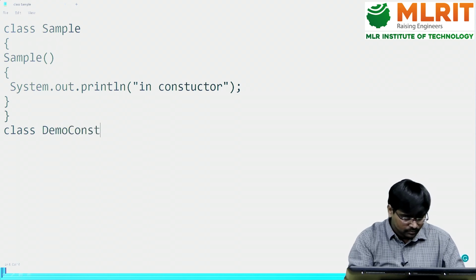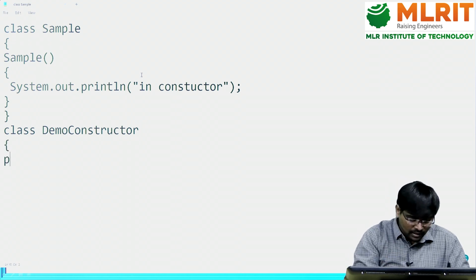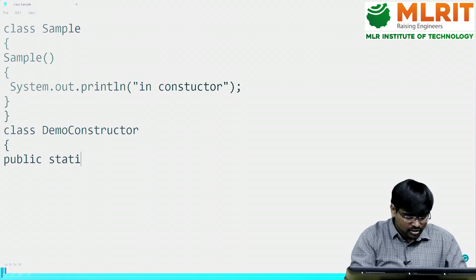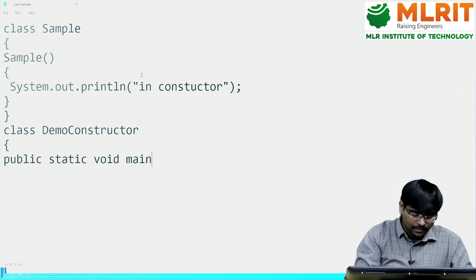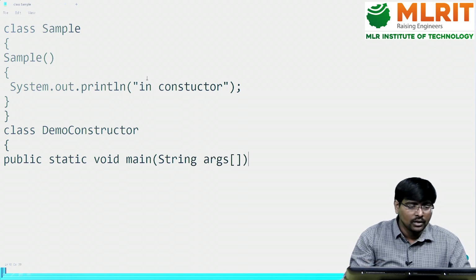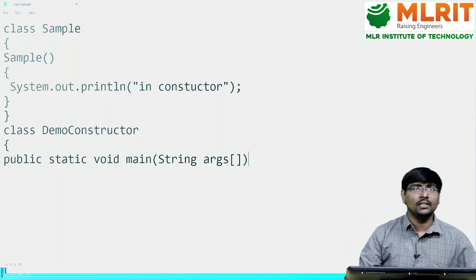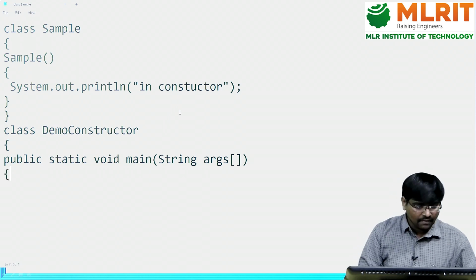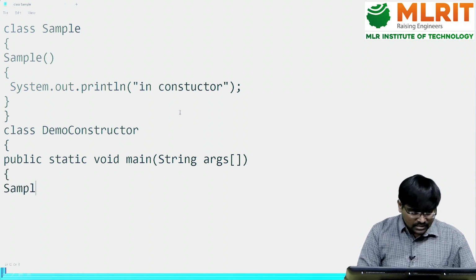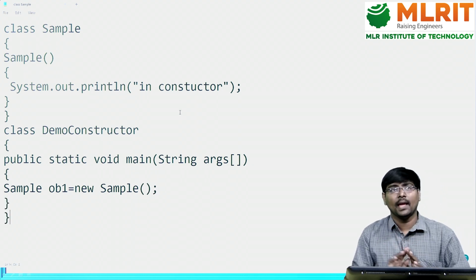Now class DemoConstructor. Within this one, what I am doing? public static void main(String[] args). Remember, here not only just printing. If you have any variables, you can perform the operations on the variables. You can do anything. Just for understanding, I am displaying the value. Create an object: Sample ob1 = new Sample(); Close main. Close. Here what happened?